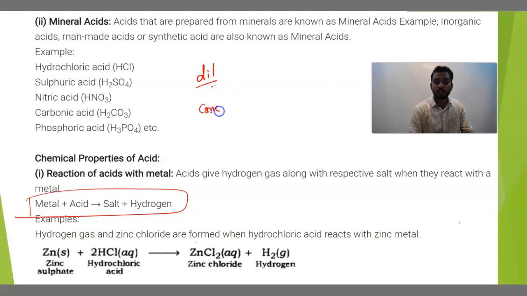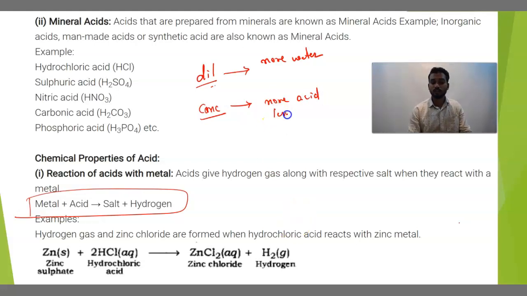Dilute acids and concentrated acids. What do you mean by dilute acid and what do you mean by concentrated acid? Dilute means patla, in Hindi we say patla. Concentrated means gada. In milk, if you pour more water, what happens? The milk content will become less and the water content will become more. If we have more water in that, it is called a dilute solution. If we have more acid in that, then it is called a concentrated solution.